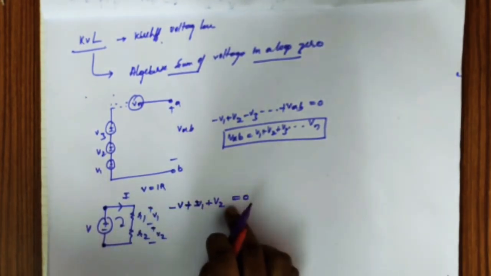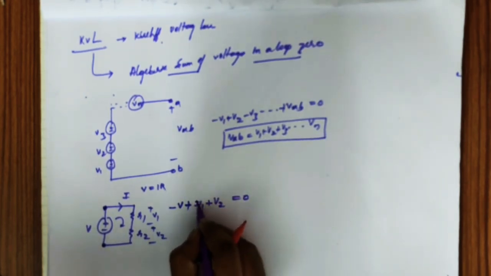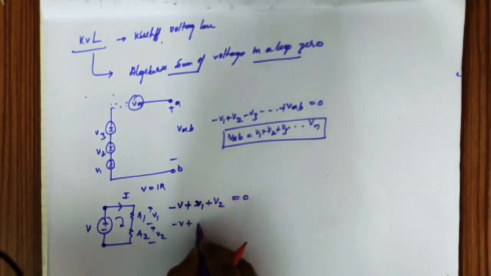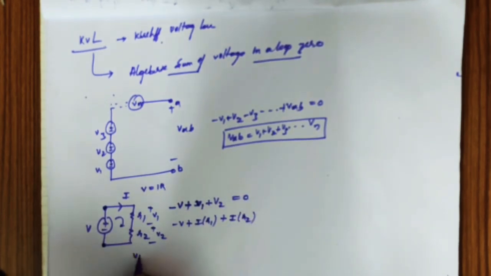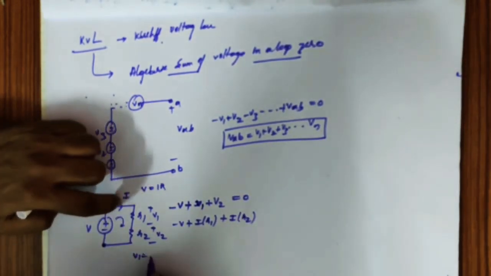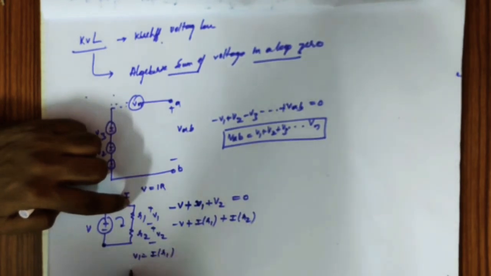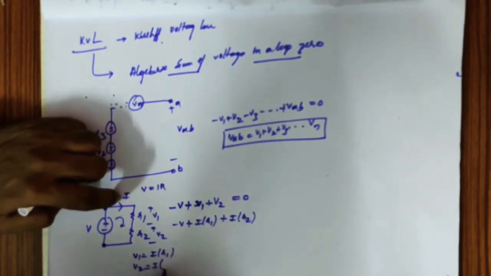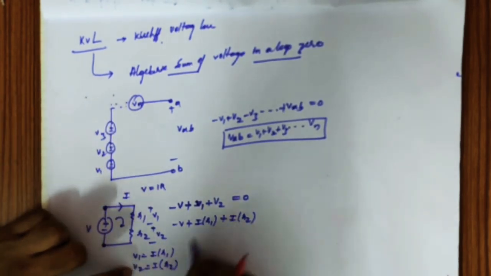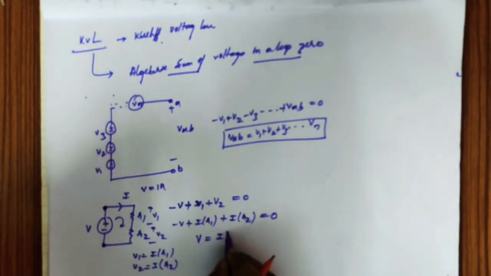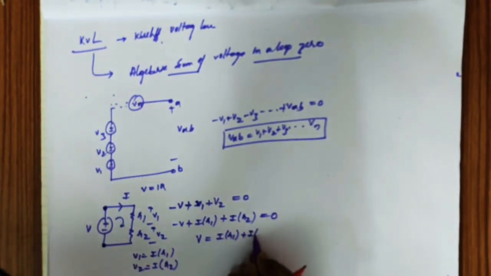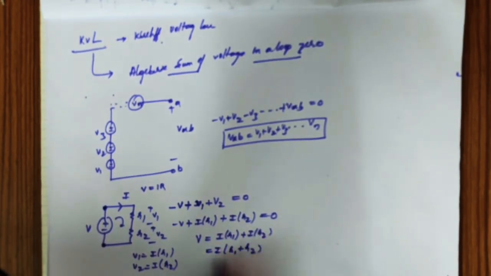So this is the algebraic sum of voltages. V1 means we have I into R1, and V2 means I into R2. So V1 equals the supply current I into R1, and V2 equals the supply current I into R2. Substitute V1 and V2 here, equal to 0. So V equals I into R1 plus I into R2. Therefore I equals V divided by R1 plus R2.